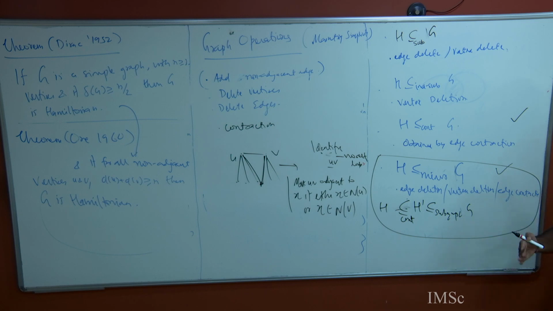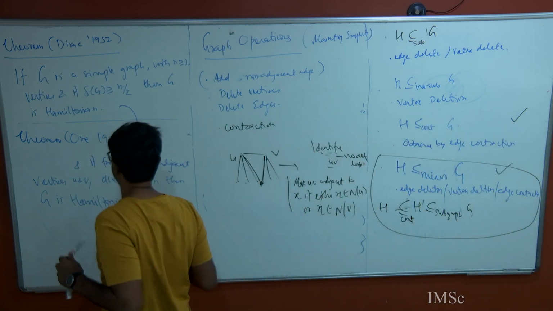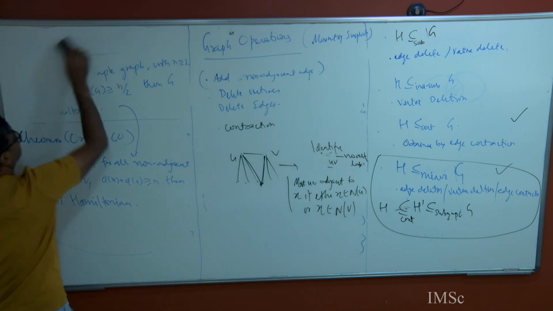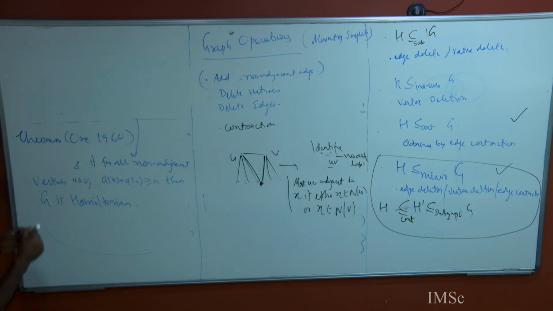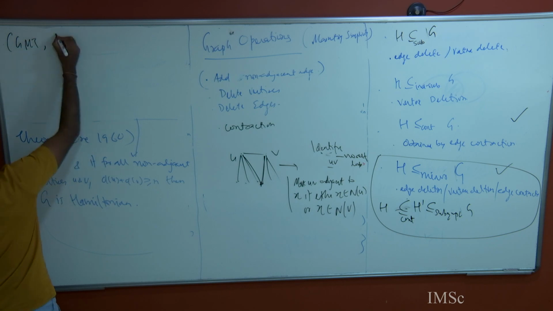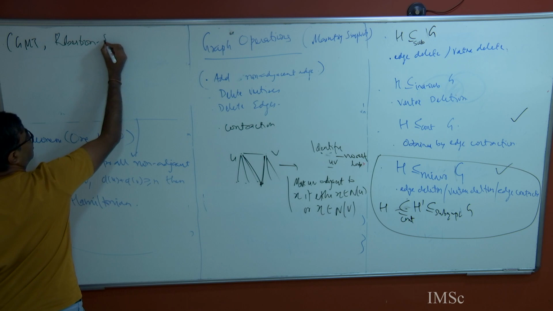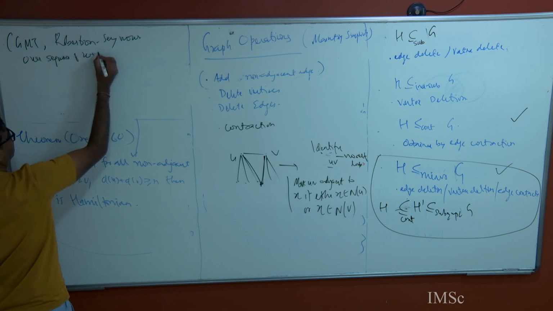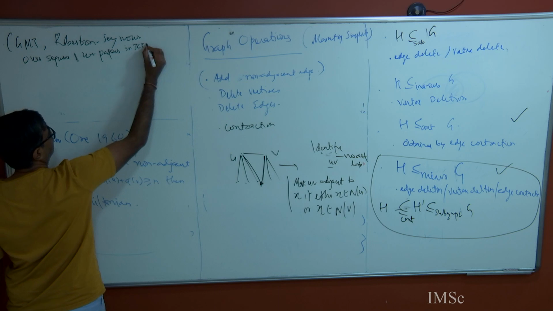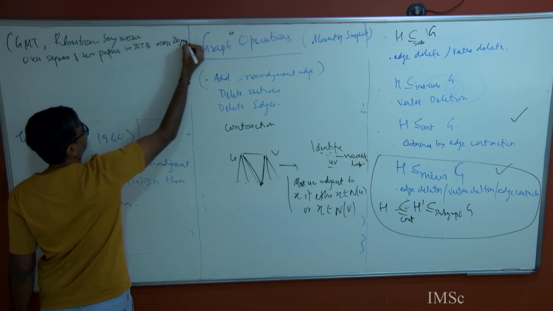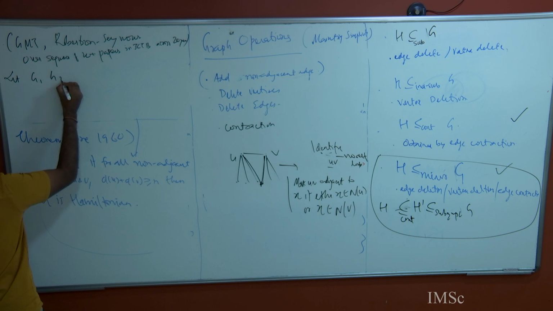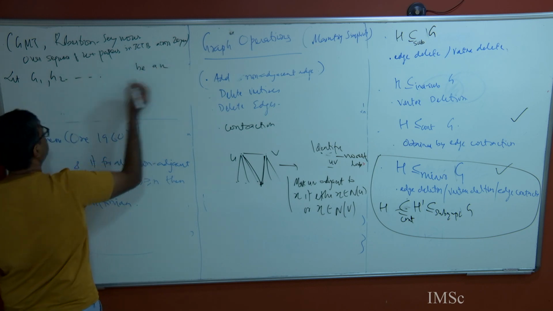So the deep graph minor theorem is basically this. What it tells you is, I think, one of the most important theorems in graph theory, or in mathematics for that matter. This is called GMT, or the graph minor theorem, by Robertson and Seymour over a sequence of 20 plus papers in JCTB across 20 years. So what did they prove? Let G1, G2, ... be an infinite sequence of graphs.